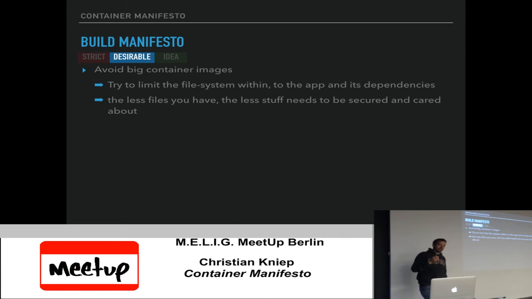But the file system should be very limited, so unnecessary things should not be in there. I mean, even Vim or Top or whatever, if the container should run only the process that it's intended to run and nothing else. And the less files you have, the less stuff you need to care about, the less stuff you need to secure, and the less stuff you need to optimize your seccomp profile for, for instance. So if you run an Nginx server, then you want to be able to start a TCP server, but you maybe don't want to write stuff to the file system. So you can handle this more easily if you have a very small container image.